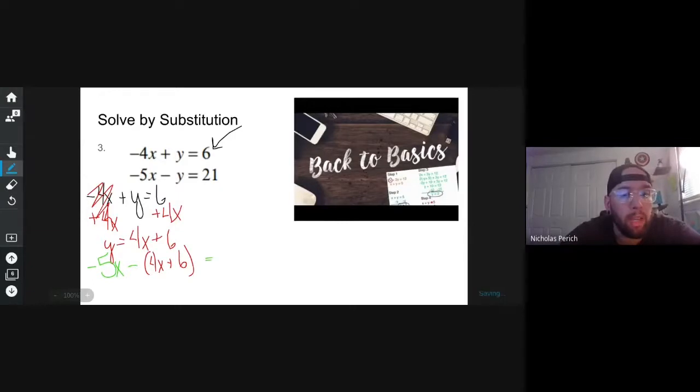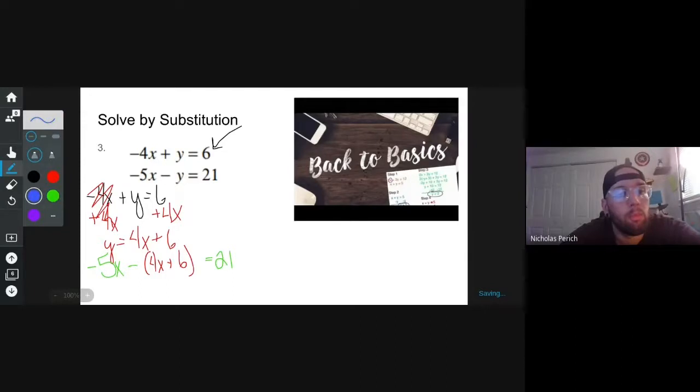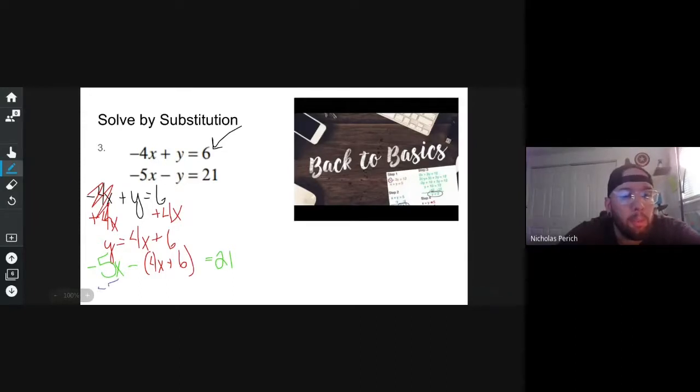Now I'm going to finish writing out the bottom equation. Negative 5x drops down. Distribute the negative, that becomes negative 4x. Negative times 6 is negative 6. That equals 21.